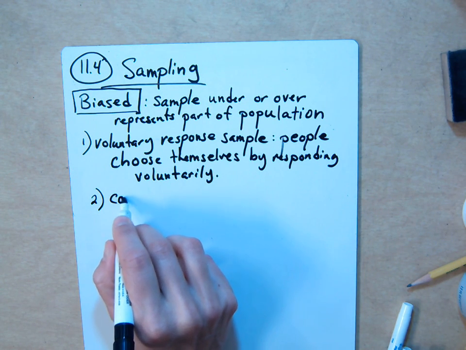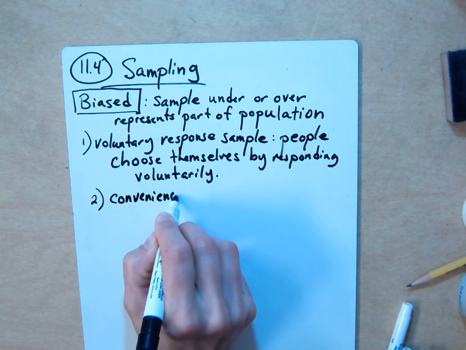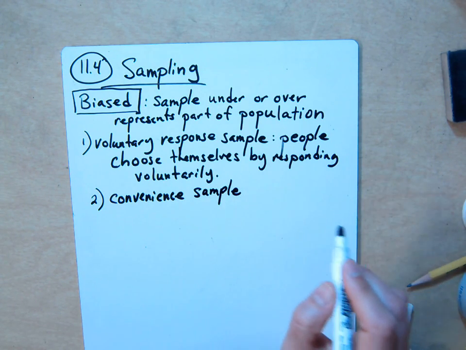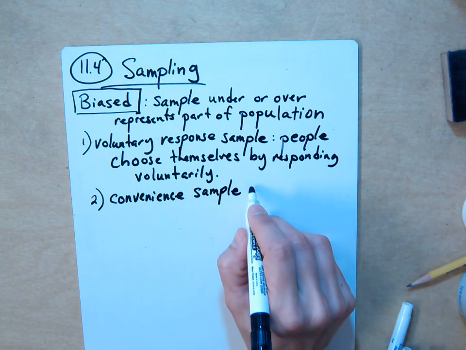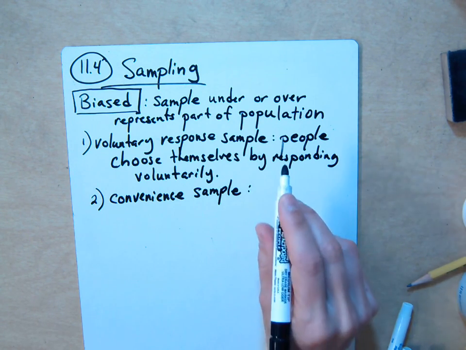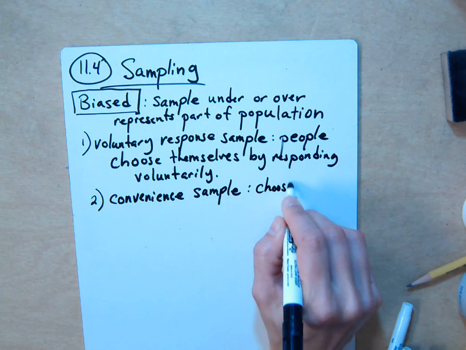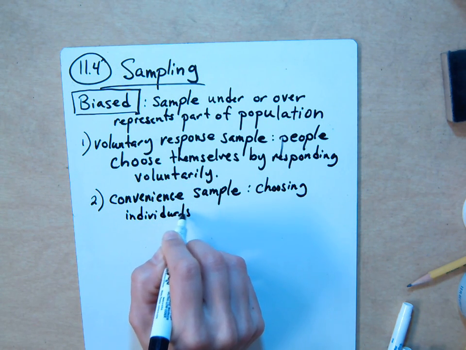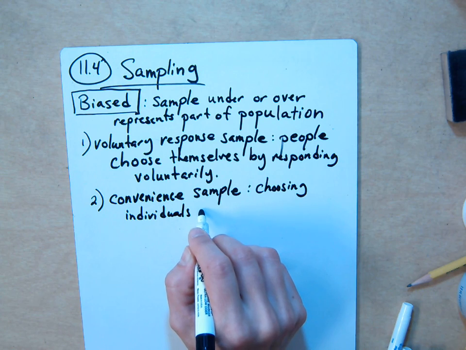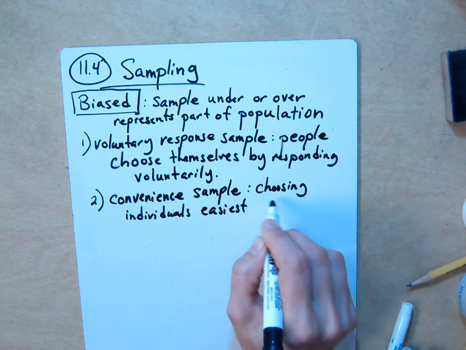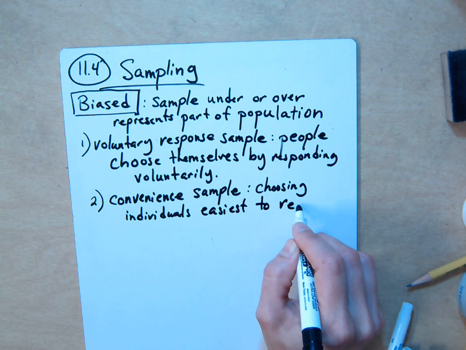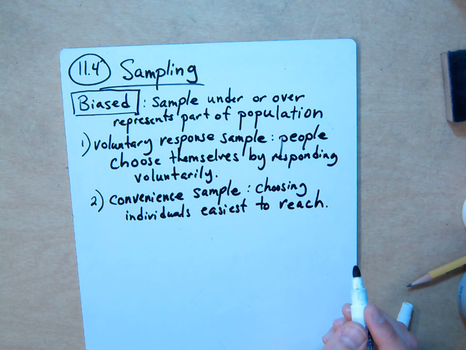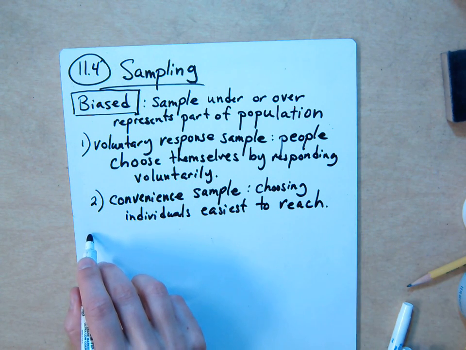So that's one type, and then the other is convenience sample, and that's you just choose the individuals who are easiest to reach. For example, maybe who live in your area. Convenience sample. So this is choosing individuals easiest to reach. And that, of course, is also biased, maybe towards people that just live in that demographic area, right? Okay, so that's biased. We don't really want that.